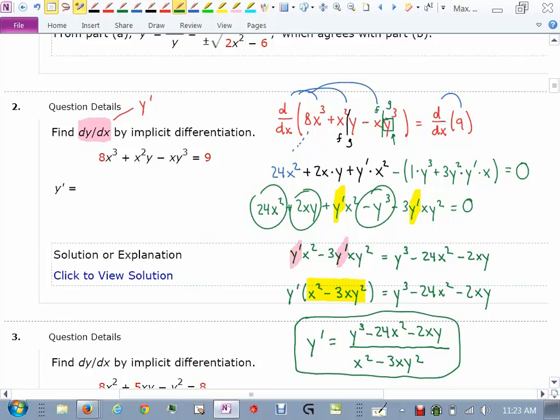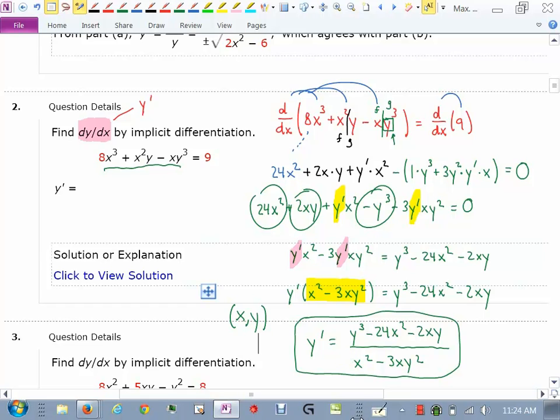Now, it would be very difficult here for us to solve for y in this equation, so we'll just leave our answer like that. So in order to know what the derivative is, you actually have to know what both x and y are. So you would have to have an actual point on the curve in order for you to know the slope of the tangent line. So you'd have to know both the x and y coordinate.